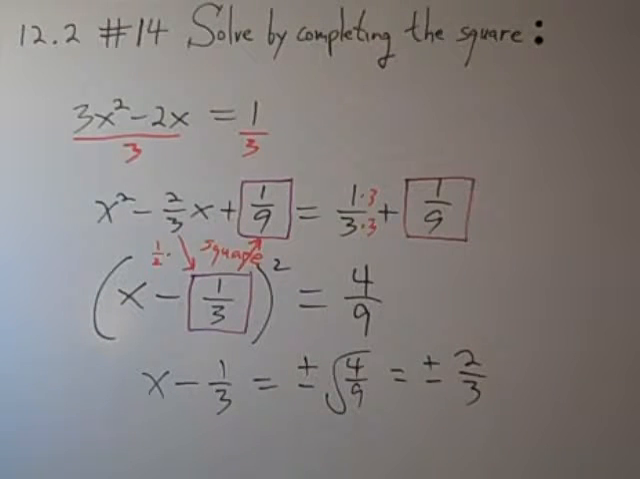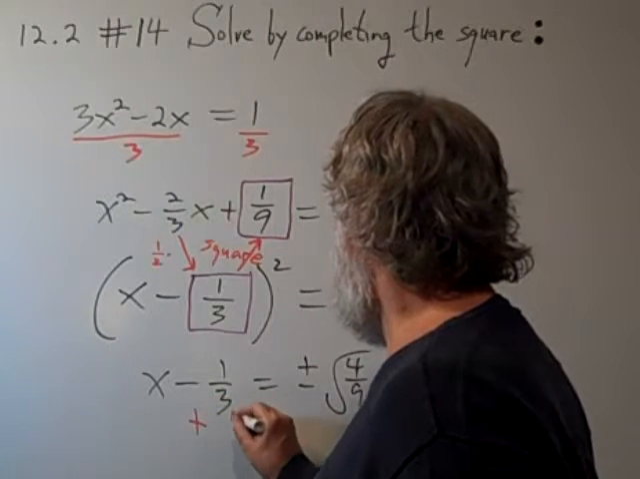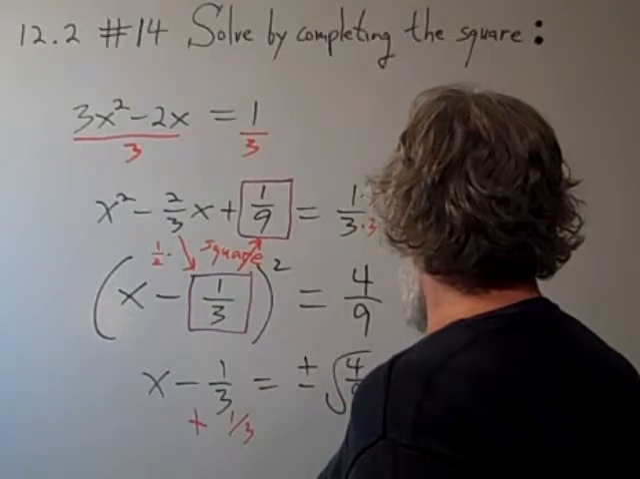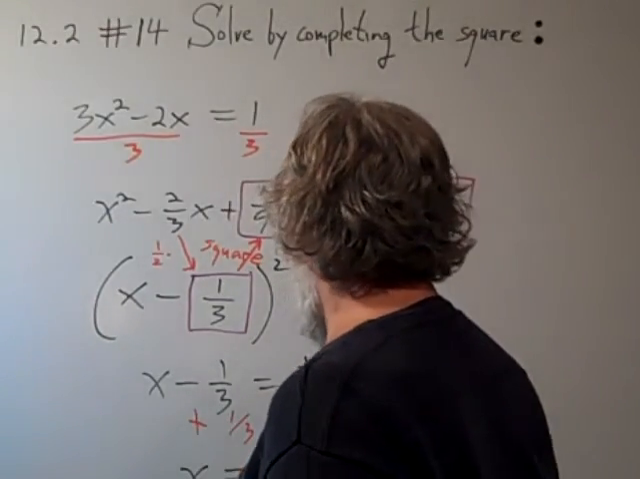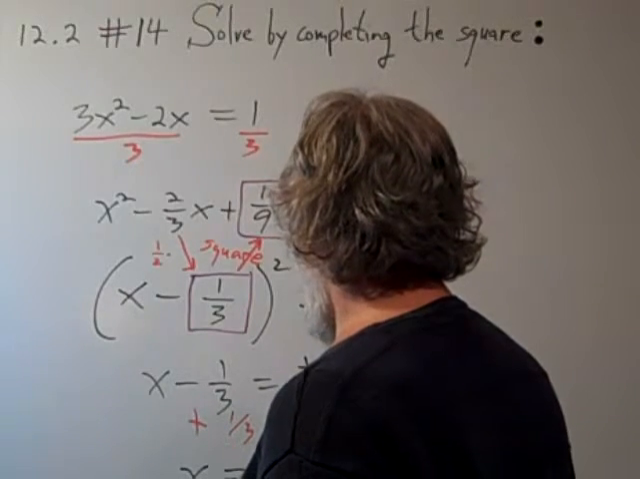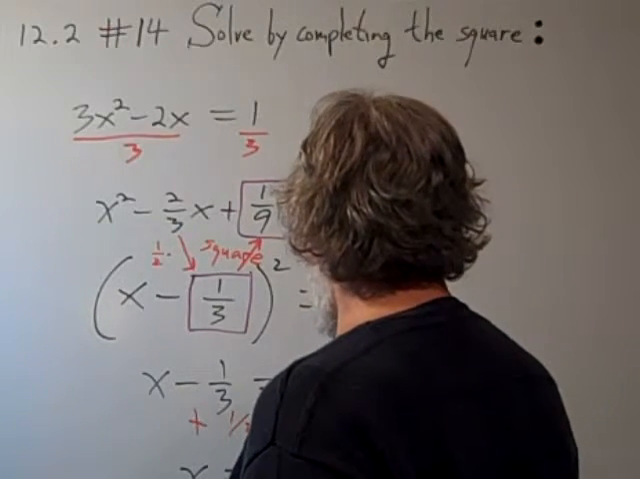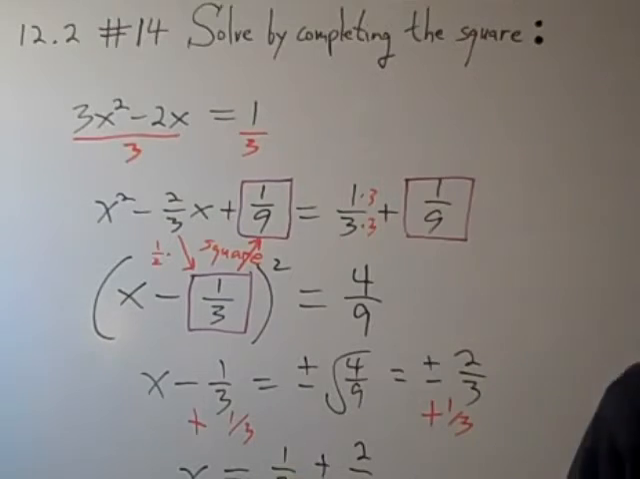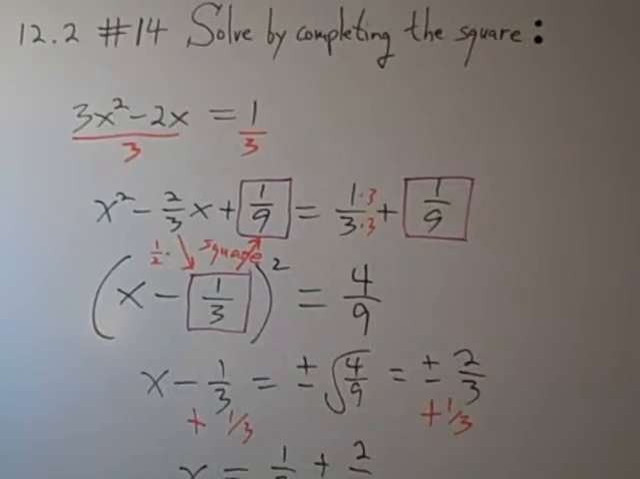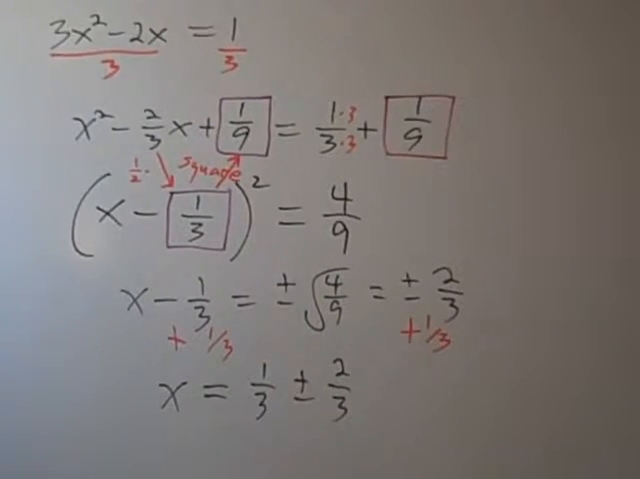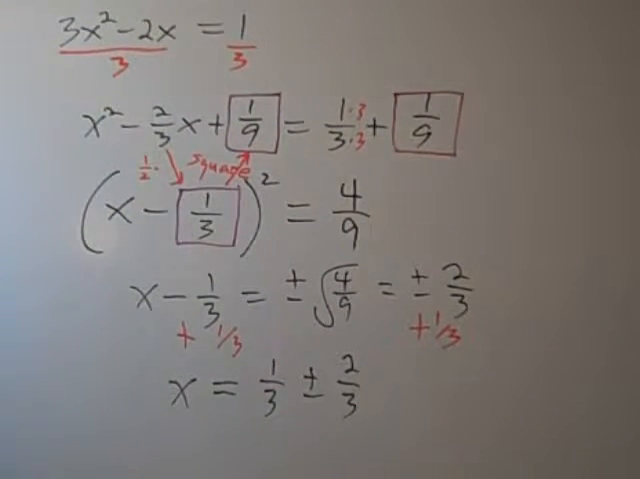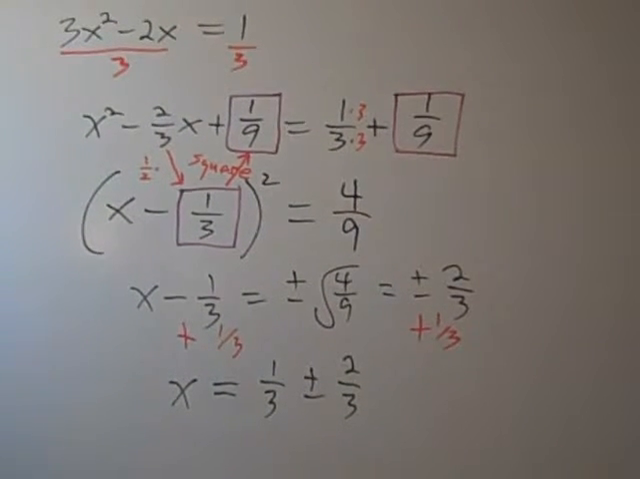And if I add 1/3 to both sides, we get that x is equal to 1/3 plus or minus 2/3. This represents two possible solutions to the equation. The plus gives you one solution, the minus gives you another.